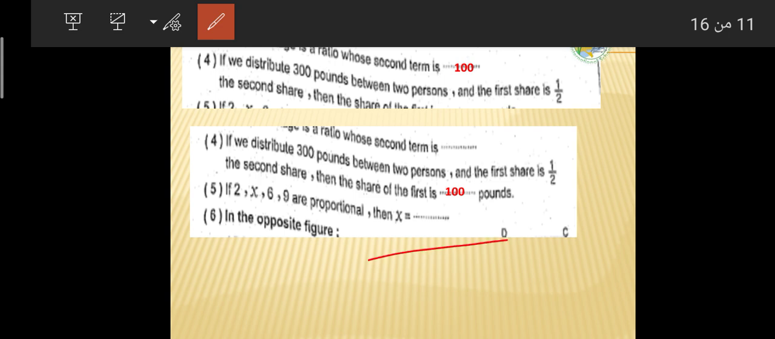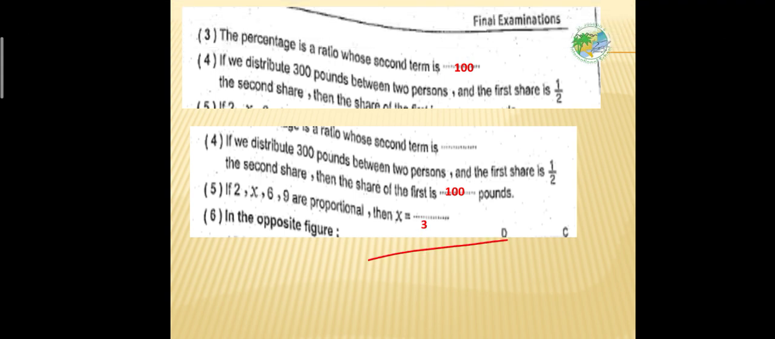Then the final answer, of course, equals 3. Fine. Number 6, in the opposite figure ABCD is a parallelogram. Measure B equals 100 and measure A equals what?